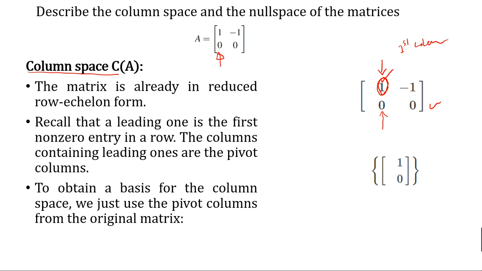So to calculate the column space, first convert the given matrix into row reduced echelon form. Later find out the pivots. The positions of the pivots tell us the columns. Go to the original matrix where the pivots are available, and note down that column of the matrix. That will be the answer for the column space of the given matrix A. In this case, the first column is the column space of the given matrix because the pivot position is available in the first column.